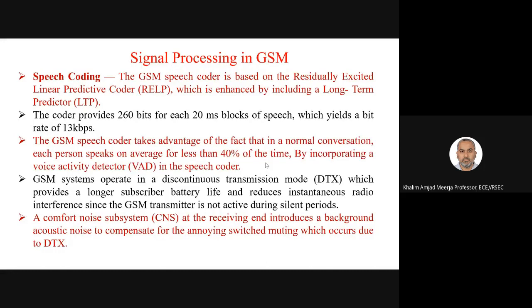Since the GSM transmitter is not active during the silence periods, you can basically silence your transmitter during those periods. Now, because of the discontinuous transmission, you hear an annoying noise. To comfort the listener at the receiving end, you induce a background acoustic noise to compensate for this annoying switch muting noise. The sound suddenly comes and mutes, and these abrupt changes in sound levels can be smoothed by the acoustic noise, which occurs during the DTX discontinuous transmission mode.